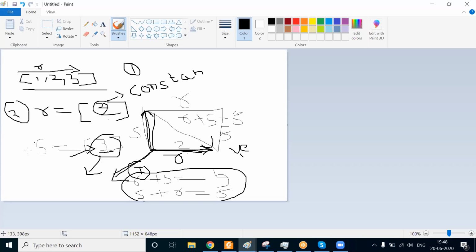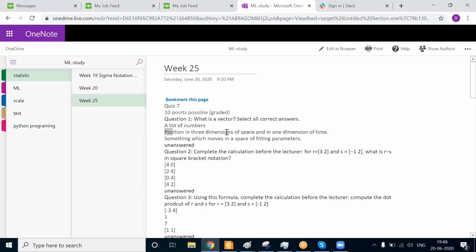We cannot have r equal to 2 as well as r equal to 3 at one single time. Either r can be 2 or r can be 3. It cannot be 2 and 3 at one single time, right? So that's why it says that position is in 3 dimensions of space, but 1 dimension of time.